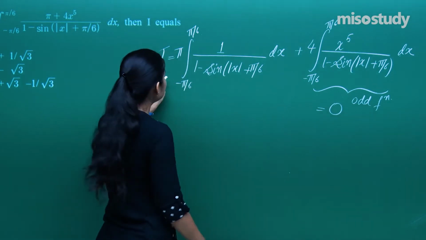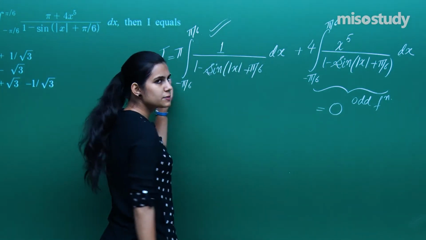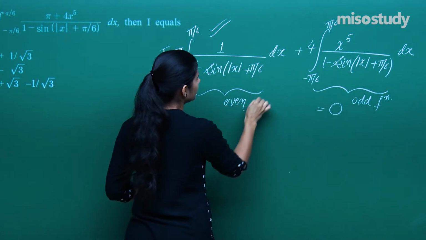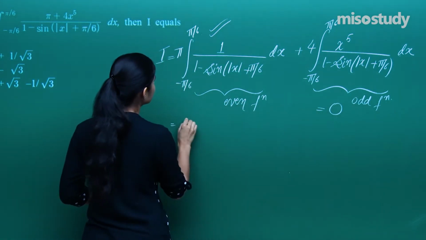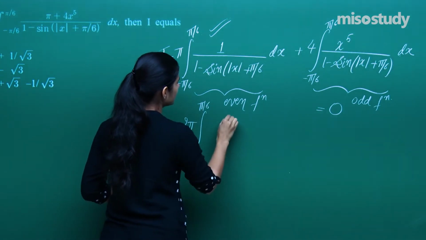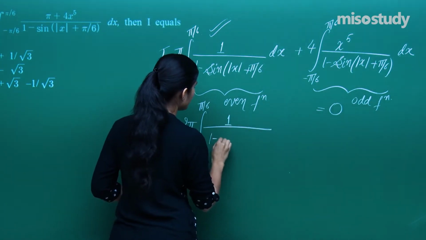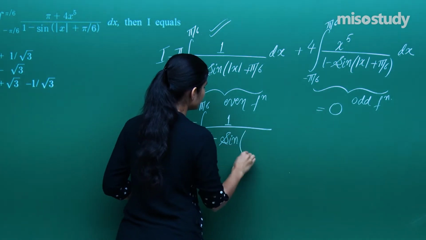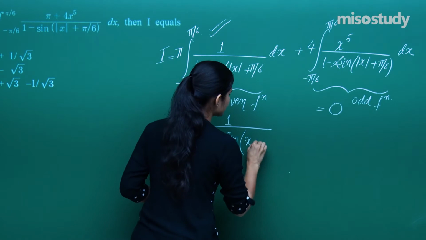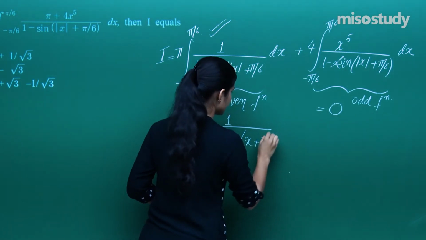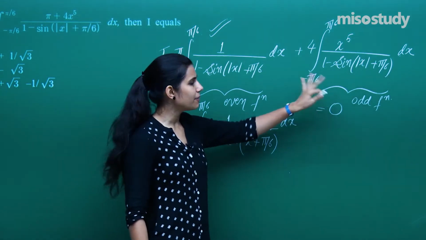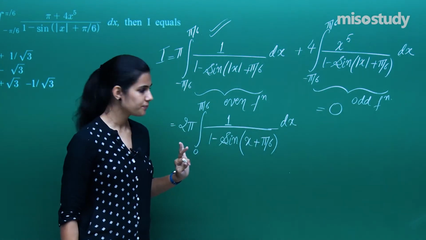So, my complete integral is only going to be determined by this, because this is not odd, this is actually even. Because this is even, I can write this as twice of integral 0 to pi by 6, 1 upon 1 minus sine of (|x| + pi by 6) dx. Now see, in 0 to pi by 6, x is positive, so mod x is x. That is it. This is what my integral I is, because the other part has already vanished, it has become 0.